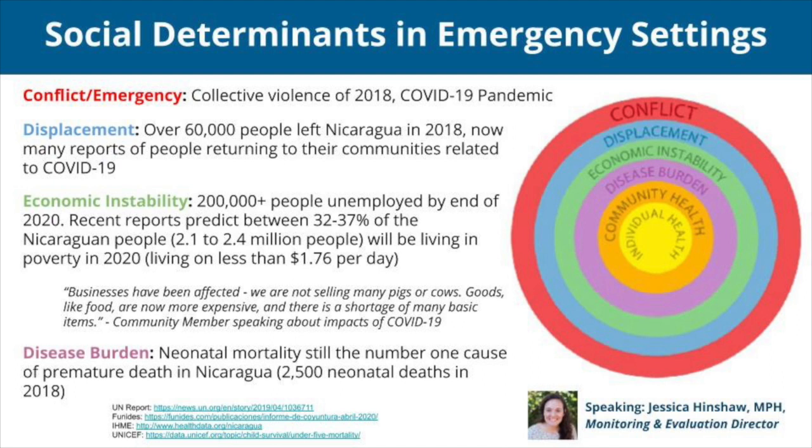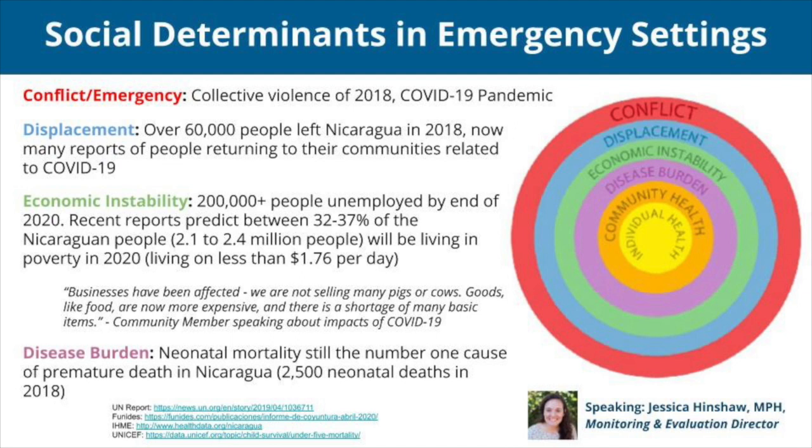So we have a really interesting situation in Nicaragua right now, in that in 2018, as I'm sure a bunch of you are aware, we had a situation of collective violence, which really ended up impacting the economy, and also social cohesion and how people are interacting together. And we're still seeing a lot of these impacts today, even though it was in 2018.